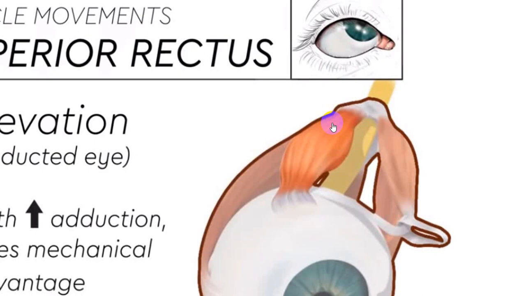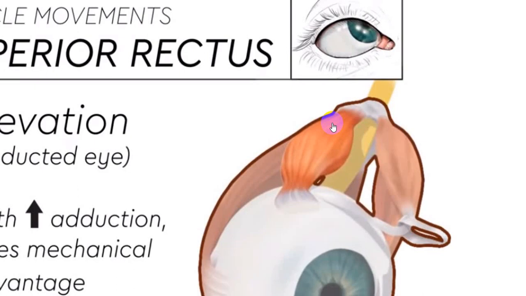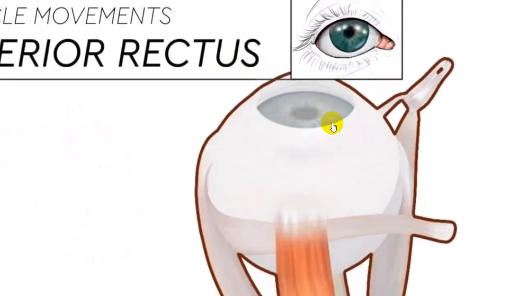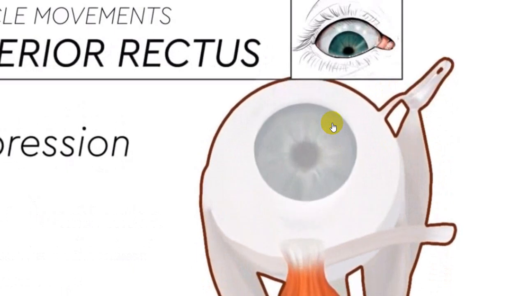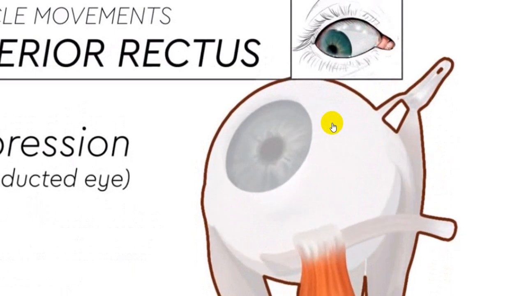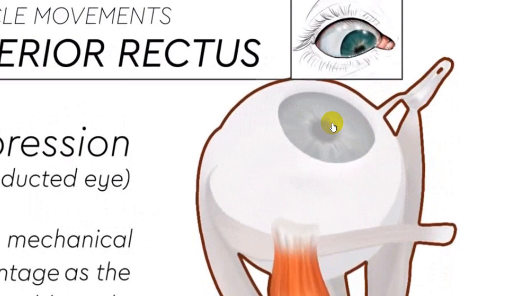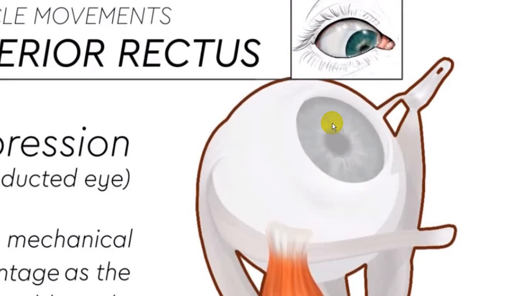In addition to its primary function as an elevator of the eye, superior rectus also produces limited adduction and intorsion of the eye. The primary result of contraction of inferior rectus is depression of the eye. However, as is the case with superior rectus, the inferior rectus is most effective at depressing the abducted eye, and loses the mechanical advantage necessary for depression as the eye is progressively adducted. The fully adducted eye can be depressed only by the superior oblique muscle.